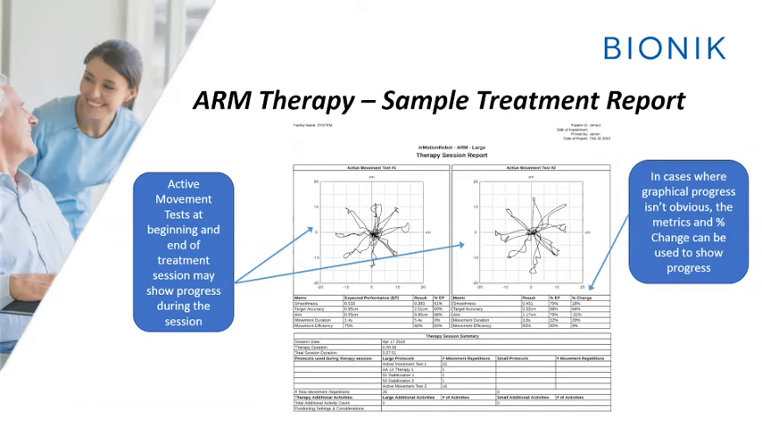In cases where graphical progress isn't obvious, as in this patient's case, the metrics and percent change can show progress itself. So in this patient's case, if we look at the measurement for smoothness, we note that if you compare the patient to themselves, as we do with the percent change, this patient, even though the graphics don't look very different, did have an 18% improvement in smoothness and a 64% improvement in target accuracy.